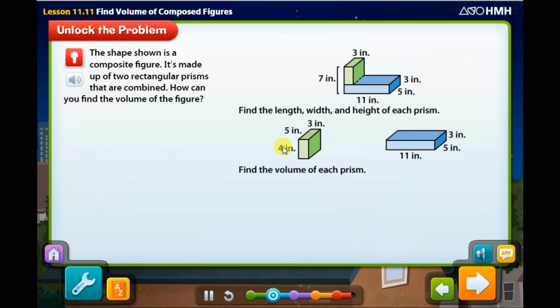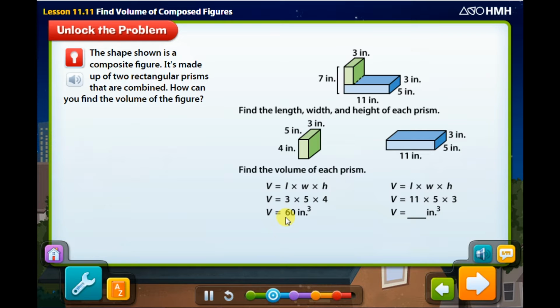The next step is to find the volume of each prism. Volume equals length times width times height. So let's work out the volume of the first prism. What's 3 times 5 times 4? So let's fill this formula. The length here is 3, the width is 5, the height is 4. So if you multiply them together, 5 times 4 will be 20, 20 times 3 will be 60. The volume of the prism on the left is 60 cubic inches.